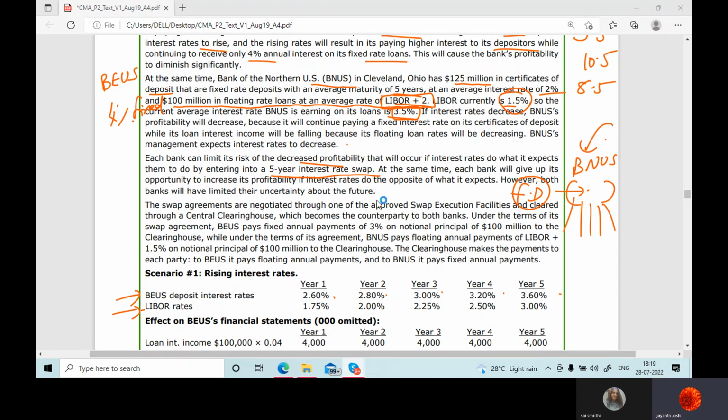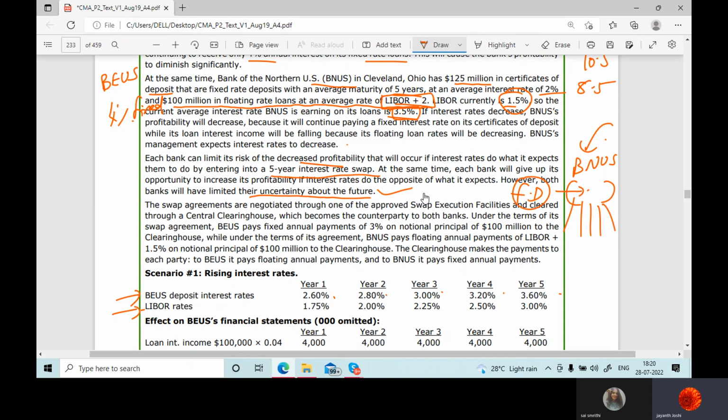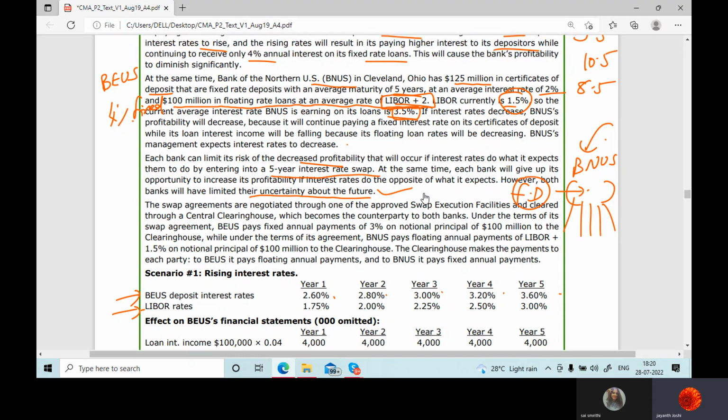Now, since they have understood that they have so and so issues and problems, they will enter into a swap agreement for 5 years, and at the same time each bank will give up its opportunity to increase its profitability if interest rates do the opposite of what it expects. However, both banks will have limited their uncertainty about the future. So if they make the swap agreements, both the parties will exchange the payments. How will they exchange the payments?